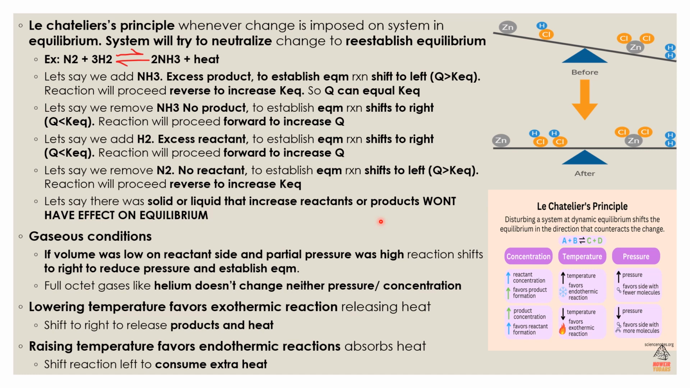And then lowering the temperature favors exothermic reactions. Bonds are formed and it releases heat, and it shifts to the right in order to release products and heat. Raising the temperature favors endothermic reactions, because you need to add energy, you need to add heat in order to absorb. You need to add heat so it absorbs it, and then it shifts to the left as it consumes extra heat in order to break bonds.